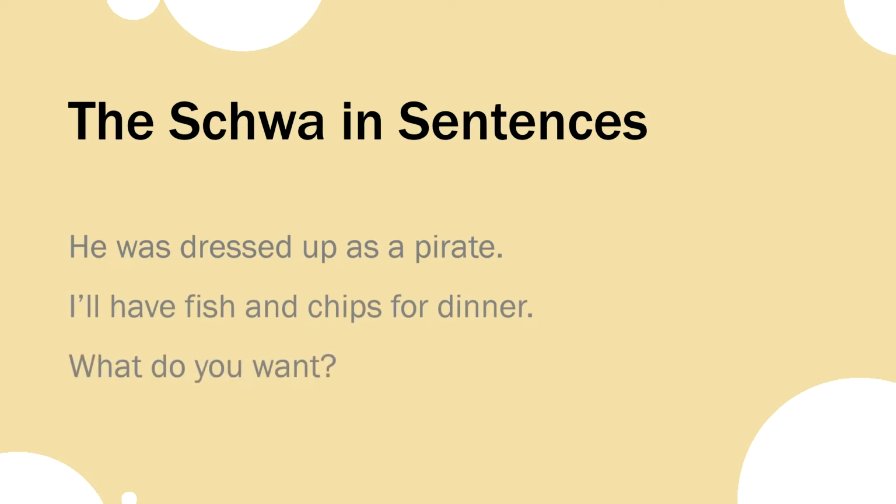What do you want? Now, how I read them just then didn't sound very natural, and that's because the words highlighted here, was, as, a, and, for, do, and you, are all unimportant words in the sentence, and should all contain the schwa sound instead of their usual vowel.